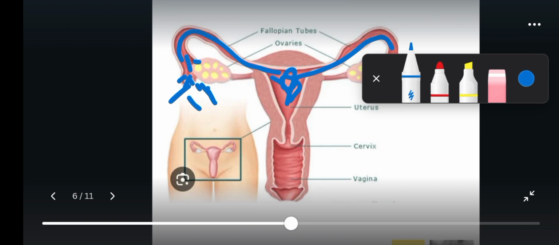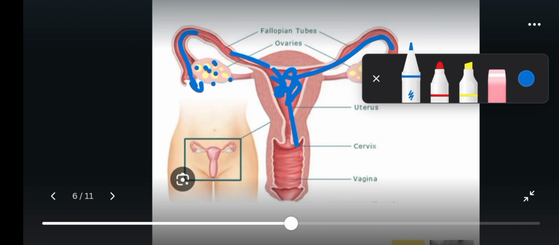Now remember that this is the ovary. This is where the egg is being produced. So once the egg is produced, it enters through this tube and moves down. As it's moving down, and sperm is being introduced, it meets it, the sperm fertilizes the egg, and they get implanted inside the womb.